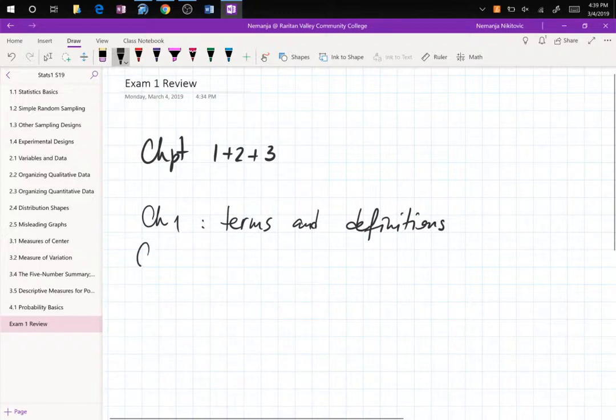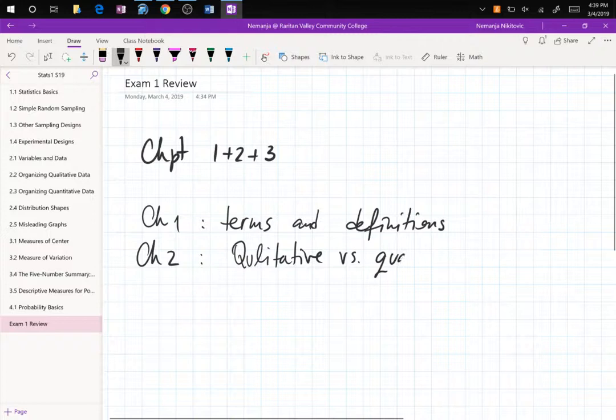chapter. Chapter 2 is where it started getting interesting, because that's where we had qualitative versus quantitative data. So you will have the problems which would ask you to identify what type of data you have.